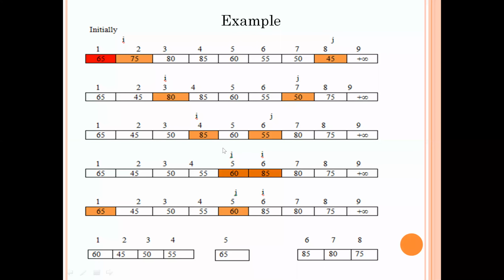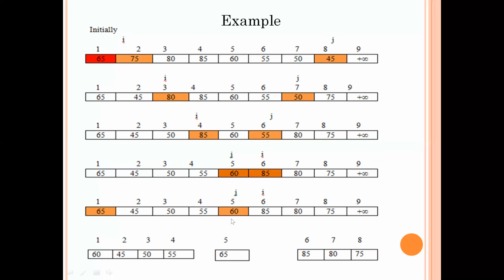After the completion of this part, what you have to do is swap the pivot and A of the jth element, that is, the element at the jth index. So 60 and 65 will be swapped. Now 60 comes to the first location and your 65 comes to the 5th location. So this is this one.